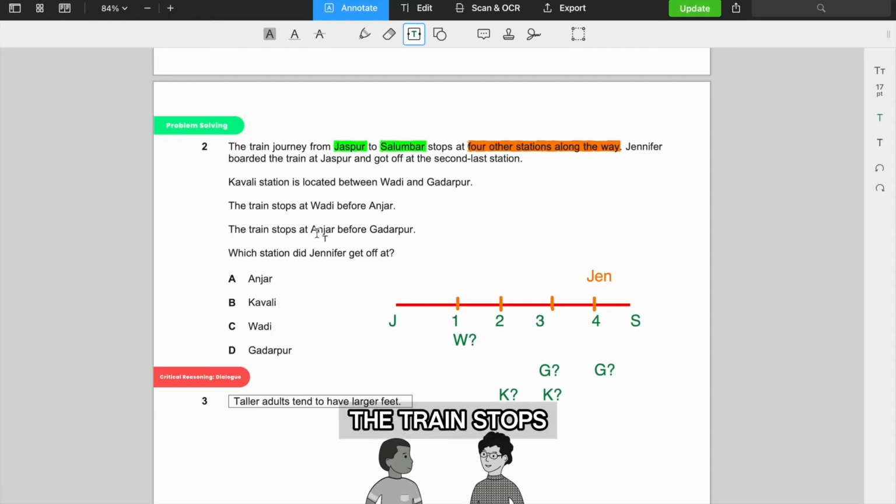And it says the train stops at Anja before Gadapul. So Gadapul can't be here, because if Gadapul was here, then it would be W, C, G, and there would be no room for Anja to stop. So that means Gadapul has to be here. Okay? So basically, Anja is either here or here.